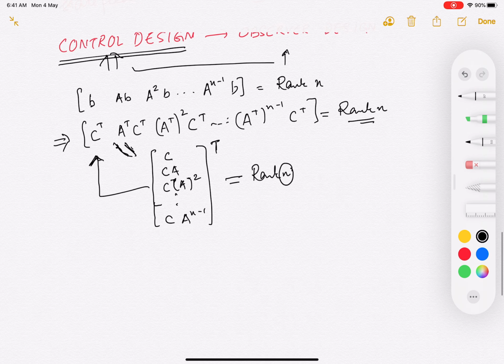So when you set out to design an observer for an observable system, the controllability matrix for the dual system is also of rank n, so you can design the controller for the dual system, and automatically it ensures that you are able to design the observer by designing the controller for the dual system.